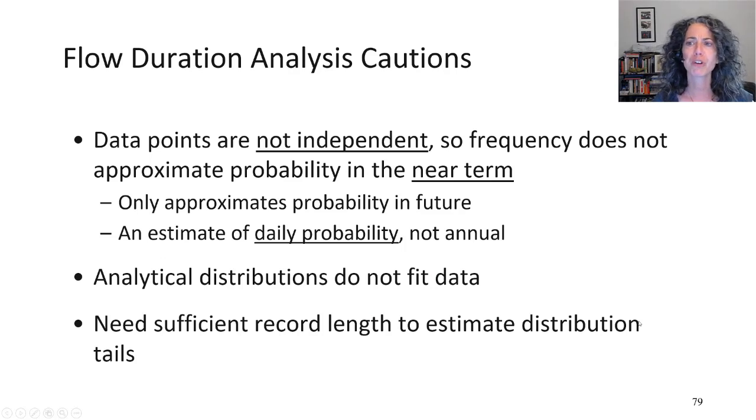Some cautions for duration analysis. We have to recall the points aren't independent, and so frequency doesn't approximate probability in the near term. It only approximates probability in the future. Also, the estimates of probability that we might use in the future are daily probabilities and not annual probabilities. Analytical distributions don't tend to fit the data. Also, even though it looks like we have a lot of data points because we have 365 and a quarter values per year, we still need a sufficient record length to be estimating the tails of our distributions.